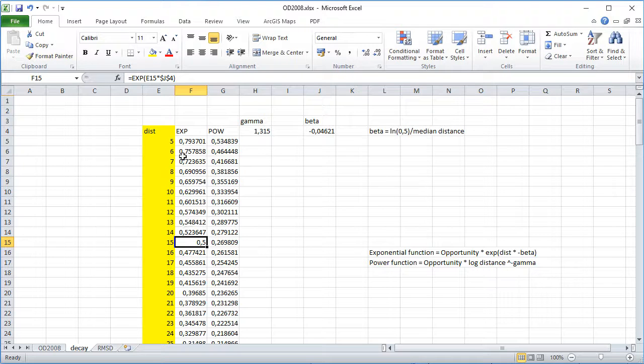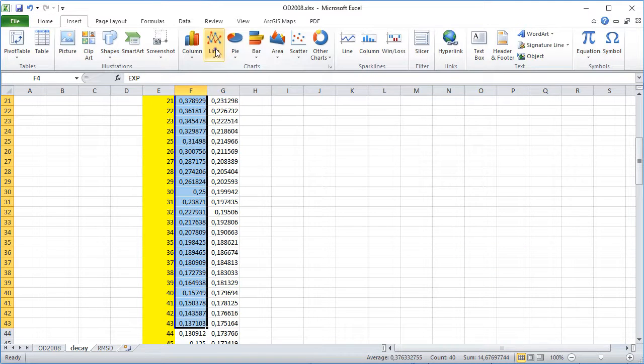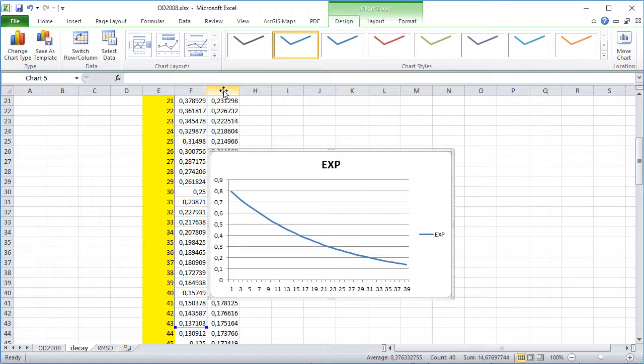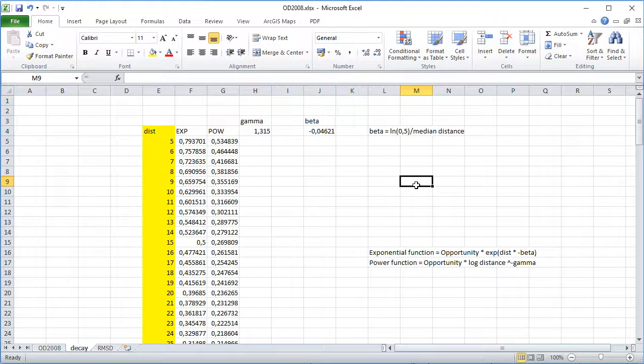If we want to, we can in fact just express how the curvature looks by selecting a few of the first ones here and doing insert and line, and we could see a slow and gentle sort of slope to the exponential function, expressing the probability of choosing an alternative at the specific distance in question. So mathematically we can derive exponential functions.